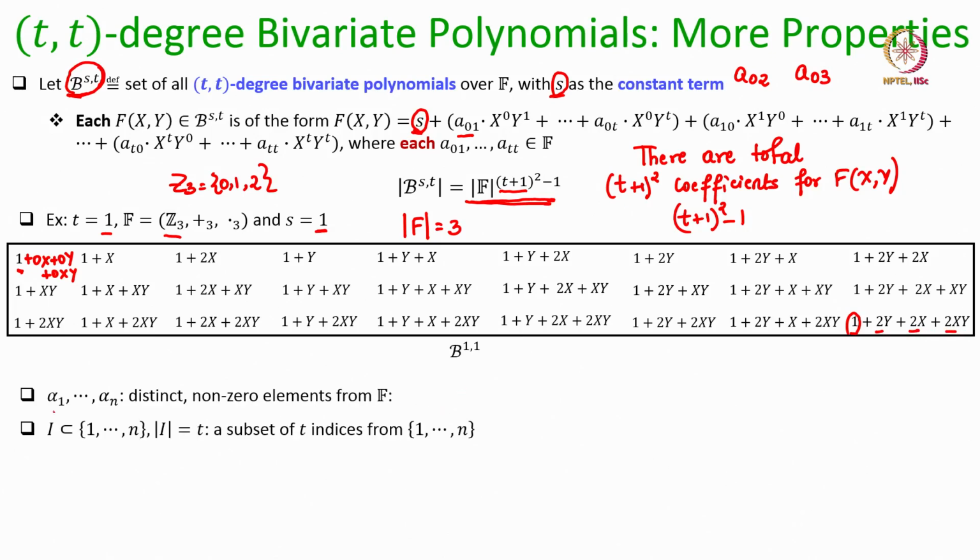Now, imagine that I choose n distinct non-zero evaluation points from the field. I call them evaluation points. Why I call them evaluation points? It will be clear very soon.